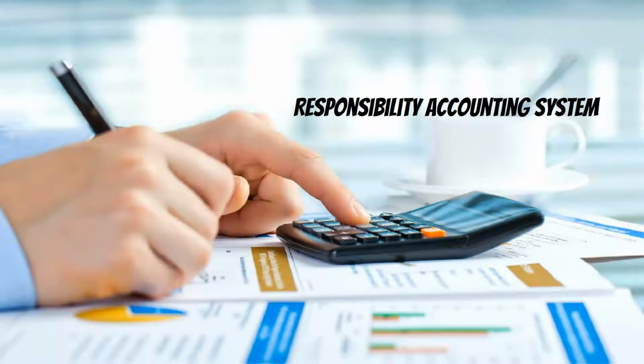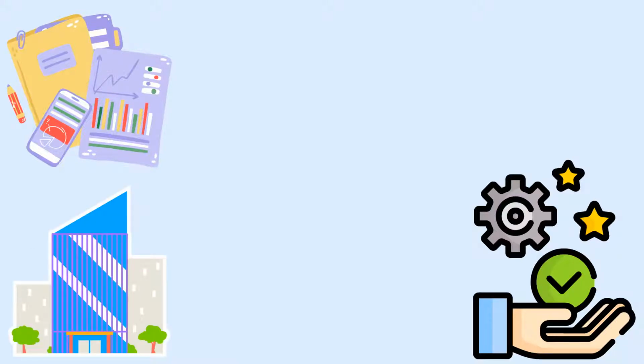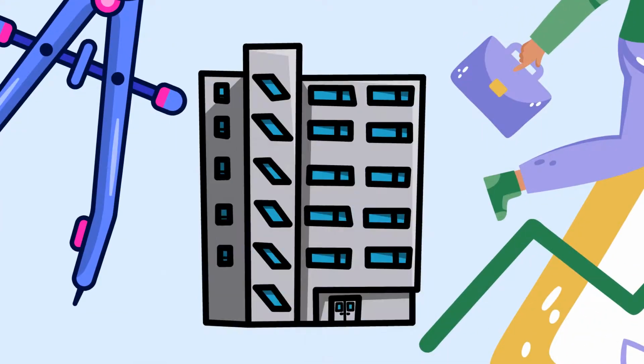Responsibility accounting system. A responsibility accounting system is an accounting system that measures the accounting results of each responsibility center separately. The system is also used to combine the various responsibility centers' financial results to enable the measurement of the results for the whole company.